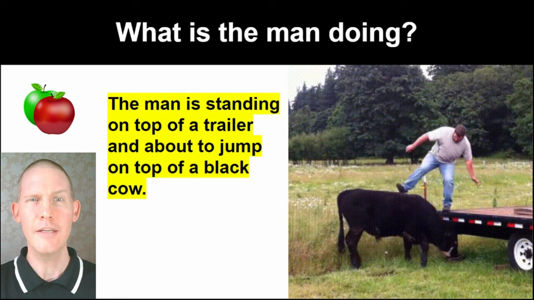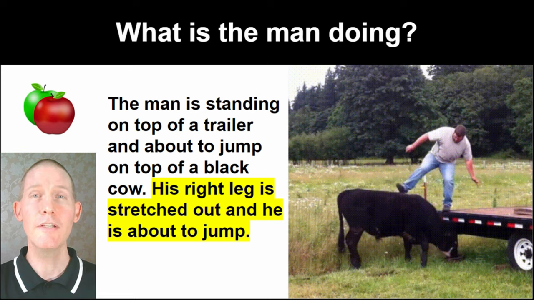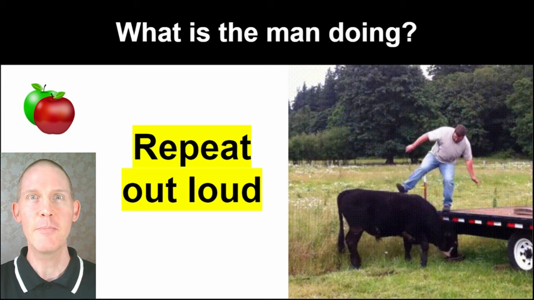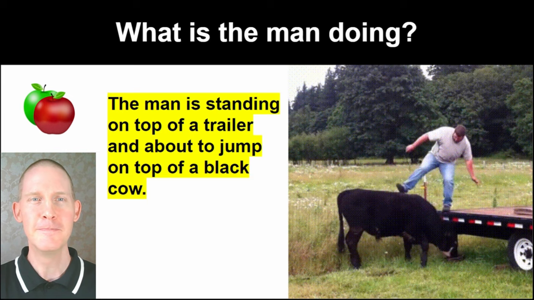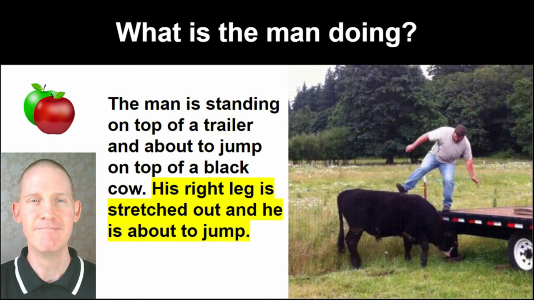The man is standing on top of a trailer and about to jump on top of a black cow. His right leg is stretched out and he is about to jump. Repeat out loud. The man is standing on top of a trailer and about to jump on top of a black cow. His right leg is stretched out and he is about to jump.